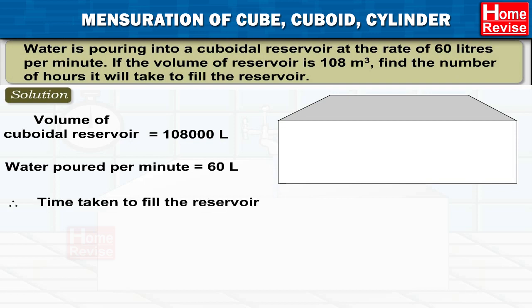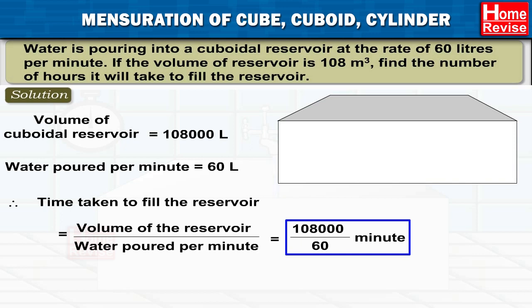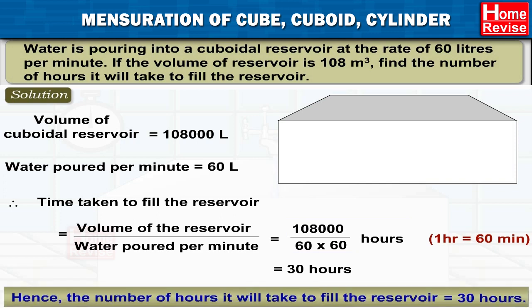Therefore, time taken to fill the reservoir is equal to volume of the reservoir upon water poured per minute. That equals 1,08,000/60 minutes, that equals 1,08,000/(60 × 60) hours. So that equals 30 hours. Hence, the number of hours it will take to fill the reservoir is 30.